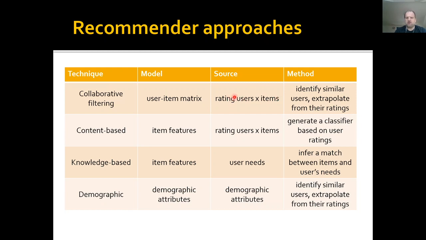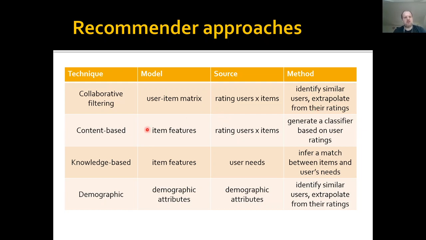So the model is filled by the ratings, and the method is to identify similar users just using the ratings, and then there is a prediction of ratings for the active user done using the ratings of the similar users, if they provided them. So of course this is some extrapolation from known values to the unknown. That's basically the principle of collaborative filtering.